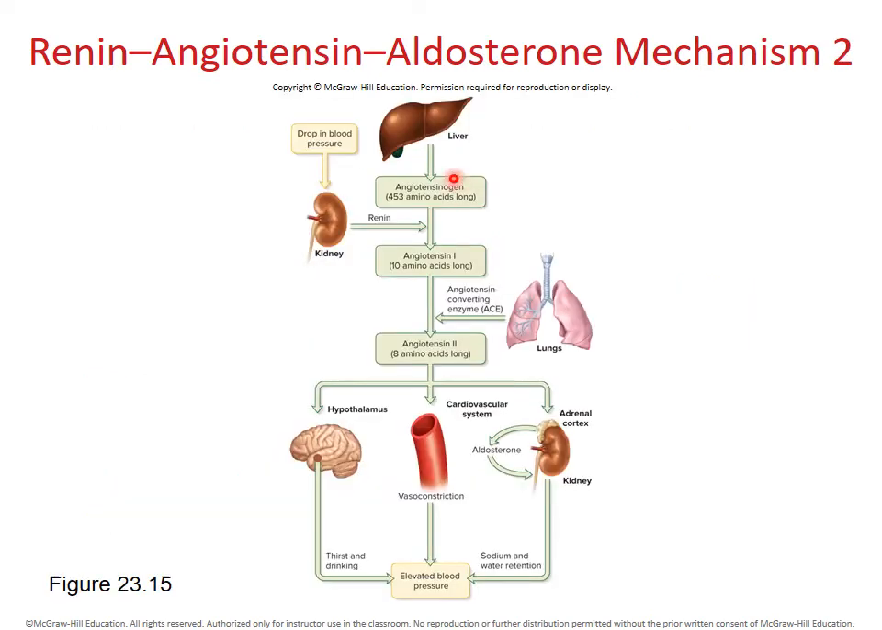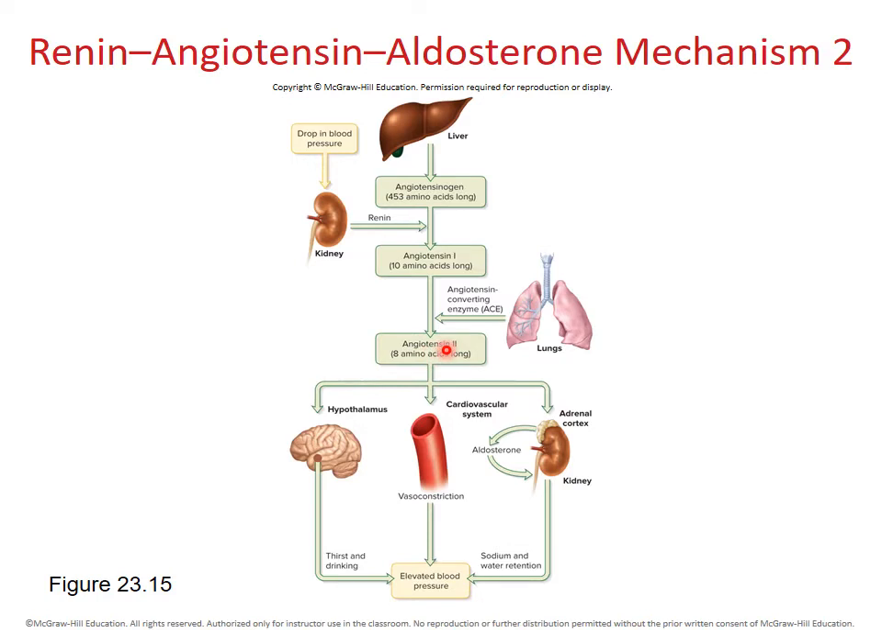Here we see the sequence of events. The precursor angiotensinogen is produced by the liver. Remember, when in doubt, plasma proteins are produced by the liver. Always a good guess. The drop in blood pressure causes the granular cells again to release renin. Renin converts angiotensinogen into angiotensin 1. This is not quite the active form yet. We need another enzyme to convert it into angiotensin 2.